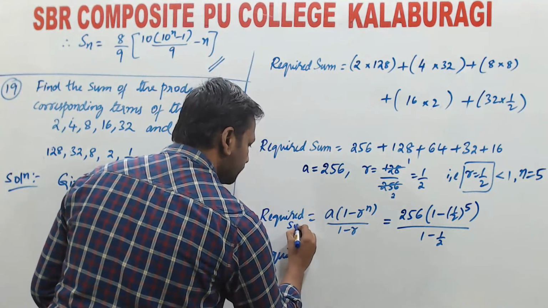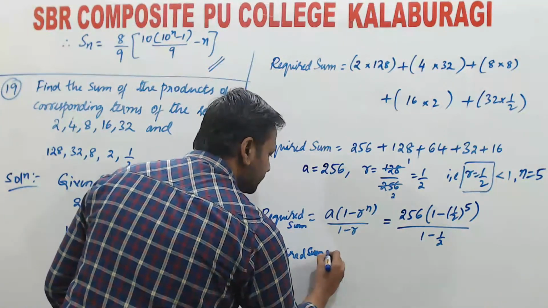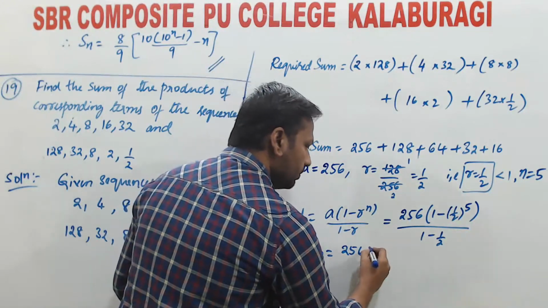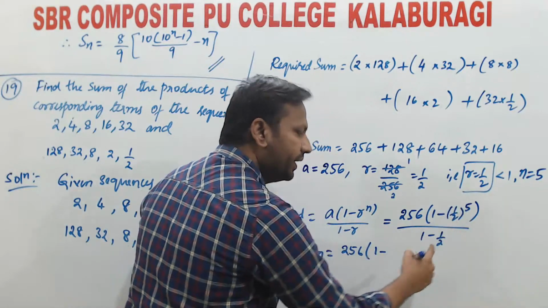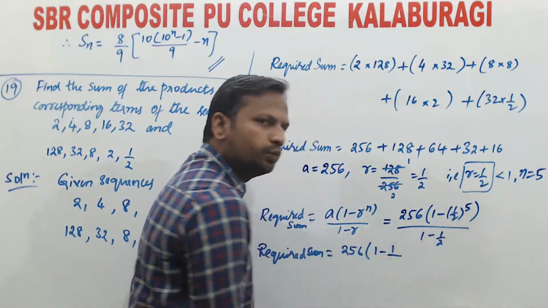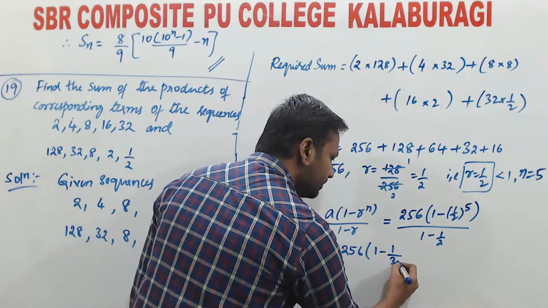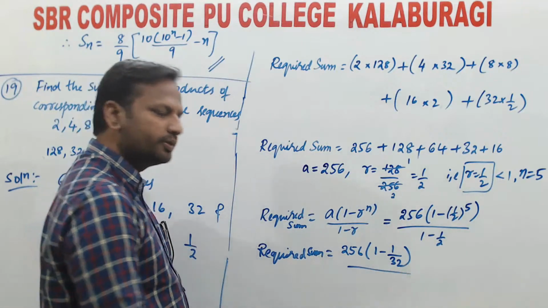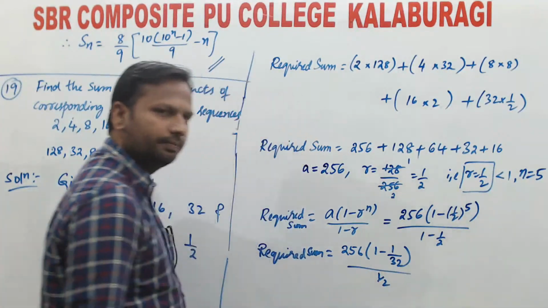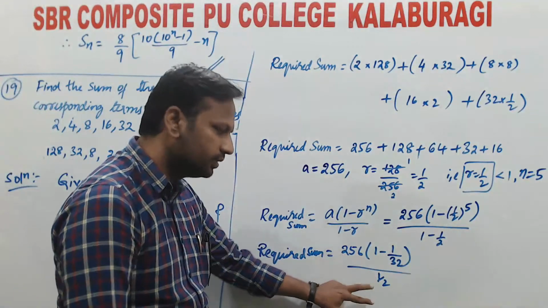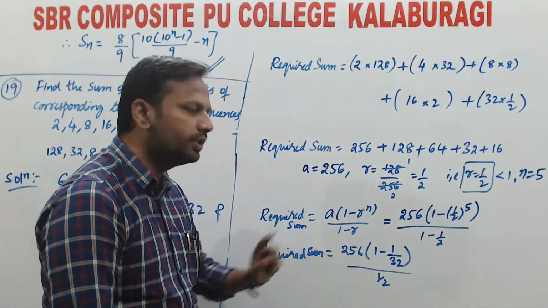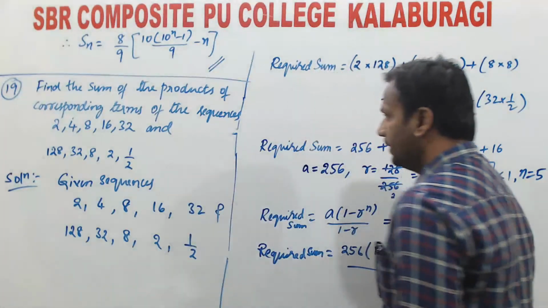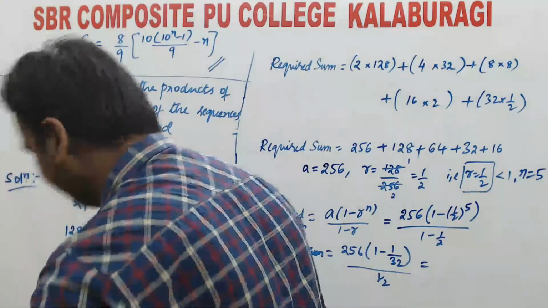Required sum. Now what happens? 256, let me keep as it is here. 1 minus 1 raised to 5 is 1 over 2 raised to 5. What is 2 raised to 5, students? 2 raised to 5 is 32. Divided by 1 minus half. What is 1 minus half? It is half. Now again you flip this, 1 by 2. If you flip this, 2 goes to the numerator. Let me do it here itself, students.